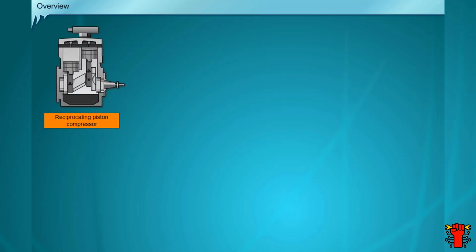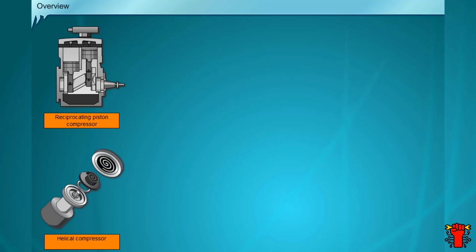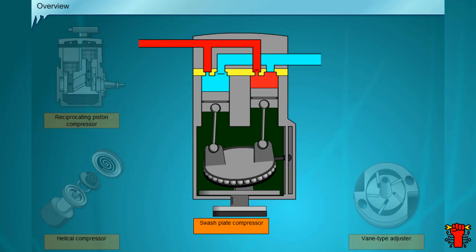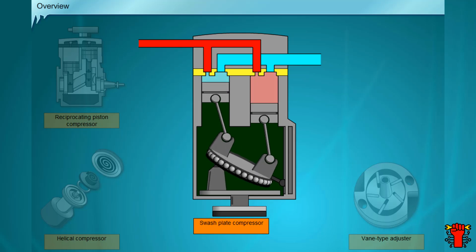The refrigerant compressor, abbreviated as compressor, keeps the refrigerant circuit moving. It comes in different designs. The reciprocating piston compressor is used in buses. The helical compressor is used when the air conditioning system must run separately from the engine. The vane-type adjuster is valued for its quiet operation and insensitivity to speed variations. Quite frequently, however, the swash plate compressor is used.